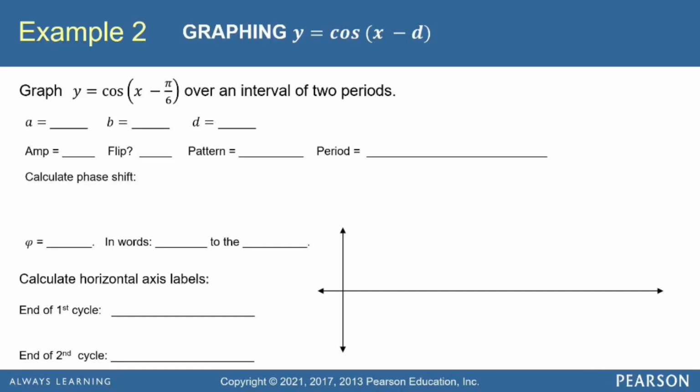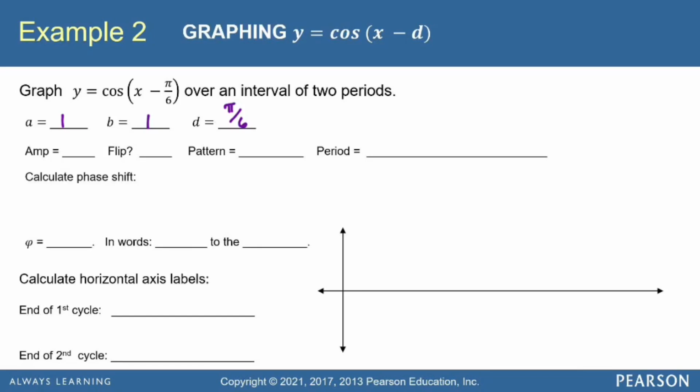Okay, so starting at the beginning, what number is in the A position? Well, we know the number in the A position is the coefficient of the trig function, so our A number is 1. Our B number is the coefficient of the variable, so again, B is 1. And then D is whatever's being subtracted from the x term in the argument. So if we have here x minus D, then D is pi over 6.